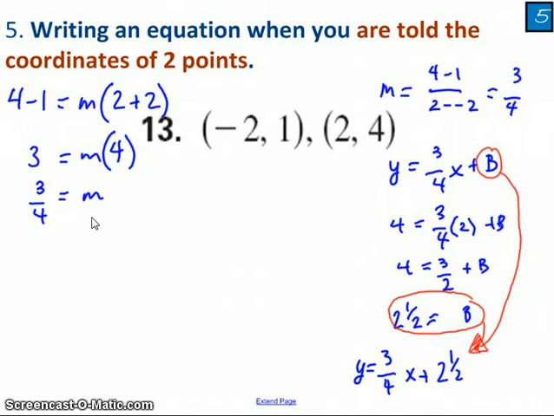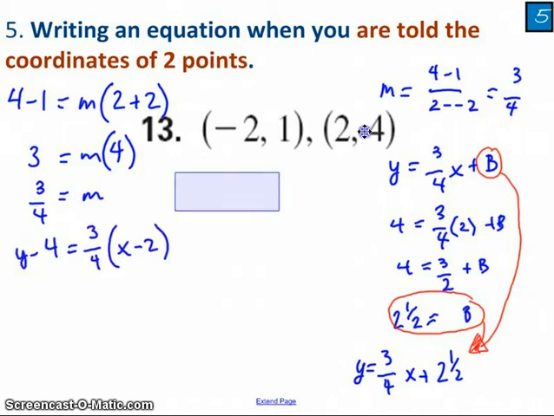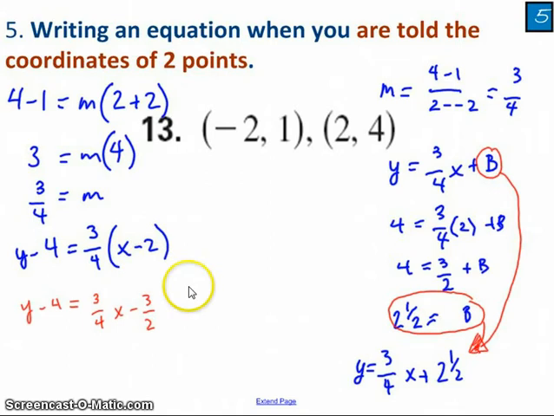Now that I've got slope, I can simply plug back in, one of these two coordinates into point-slope form. And this is a perfectly legitimate answer. But if I wanted, I could go forward like I did before and turn this form into slope-intercept form. I'm going to distribute the 3/4, then I'm going to move that 4 over, and notice I get the same answer on the left as I got on the right. Either way is fine with me.